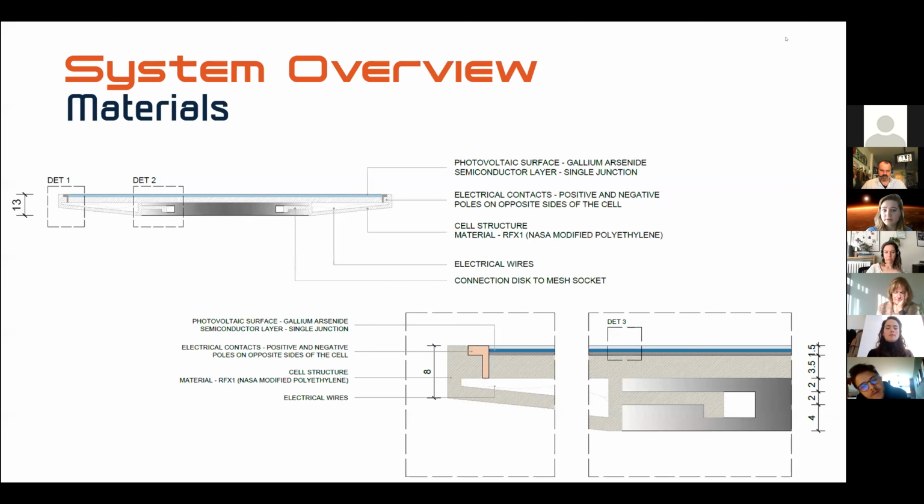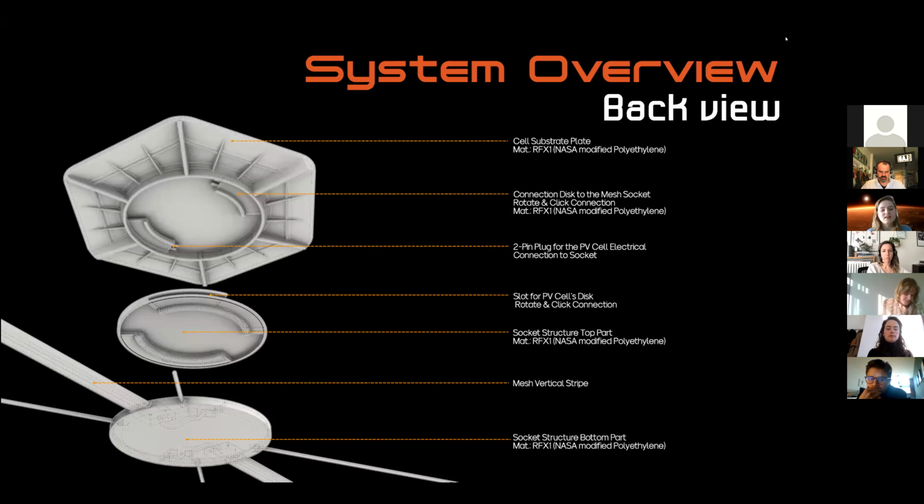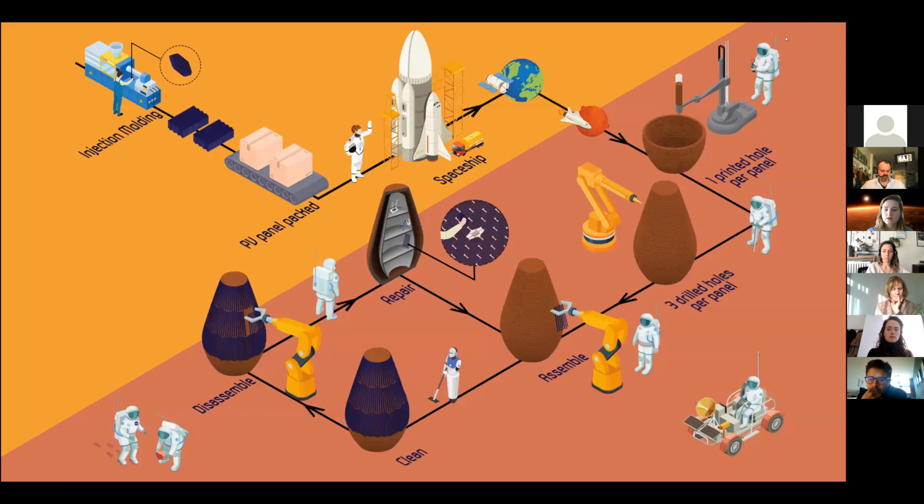Main material of the PV cell is RFX1. That is a polyethylene modified by NASA to withstand the thermal stresses and the cosmic radiation. It's 2 times stronger than aluminium, but much easier to process. This material is used for the connection board and as well for the mesh. Since we have to consider the extraordinary way of transportation, the cell has been optimized for its weight. It becomes visible in the rib structure at the back of the cell. Speaking about transportation, let's take a look at how these panels will be produced and transported.